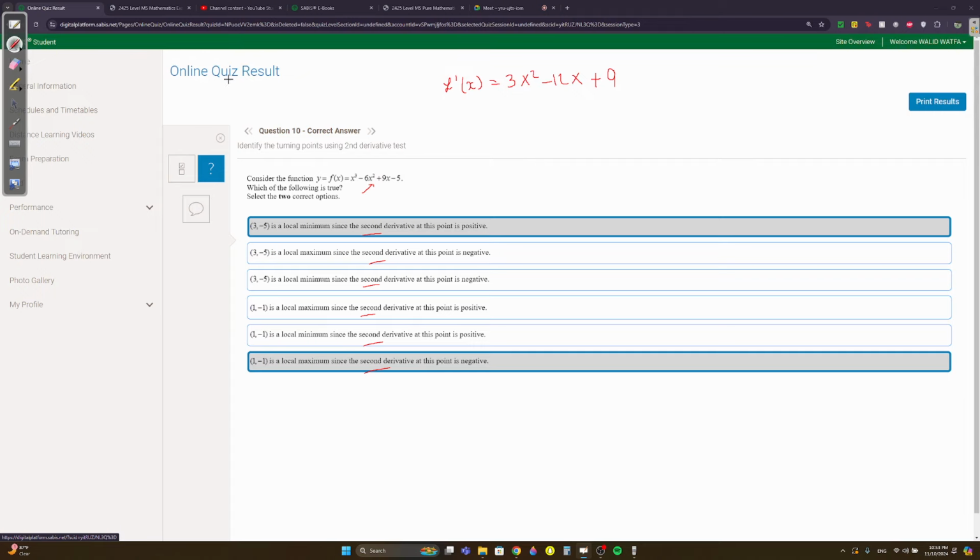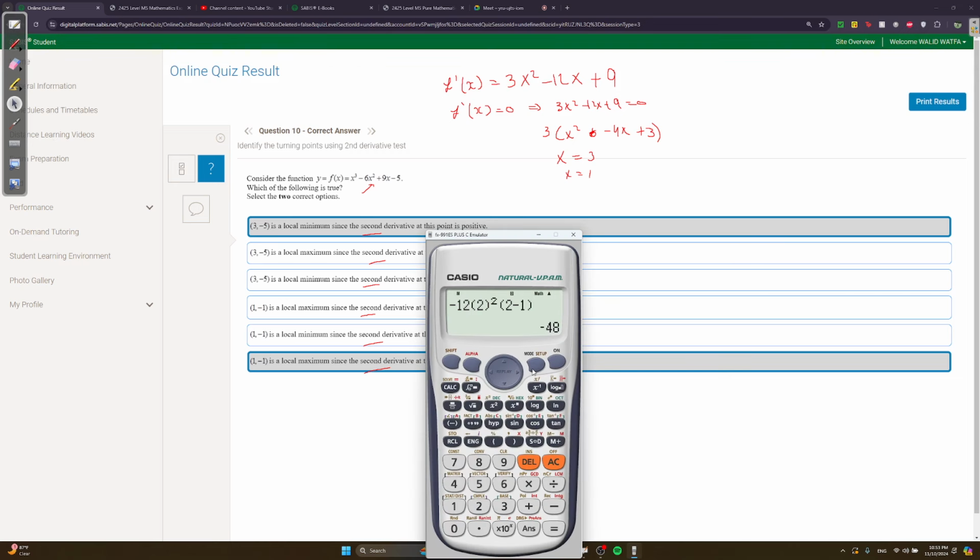Then you have to equate to find the stationary points. F prime of x equals 0. Thus, 3x squared minus 12x plus 9 is equal to 0. I like factoring 3 out. So x squared minus 4x plus 3. You're going to get two solutions. You're going to get x equals 3 and x equals 1. If I'm not wrong, let me just make sure. Yeah, 3 and 1.